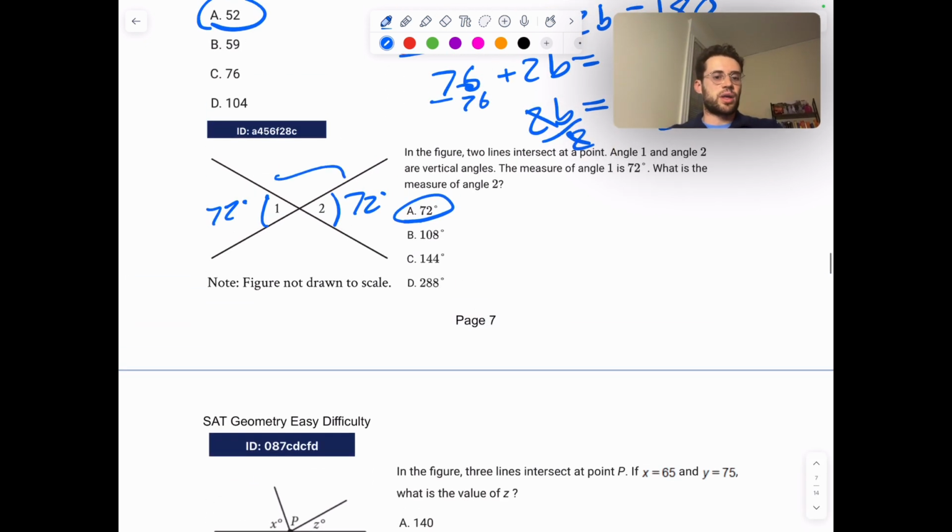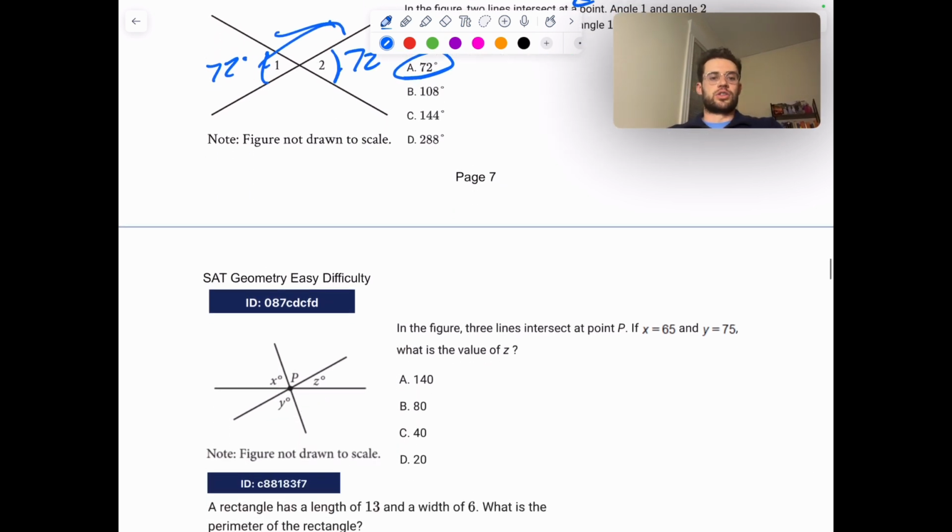You had to find this angle up here. They're linear pairs. Right, 72 and this are linear pairs, so they would add up to 180. But vertical angles don't add up to 180 unless they happen to be right angles. They're just going to be congruent.